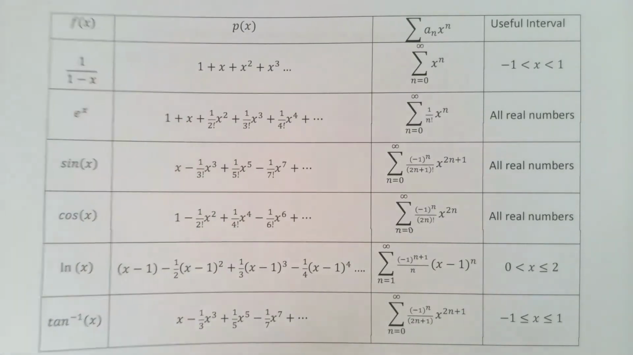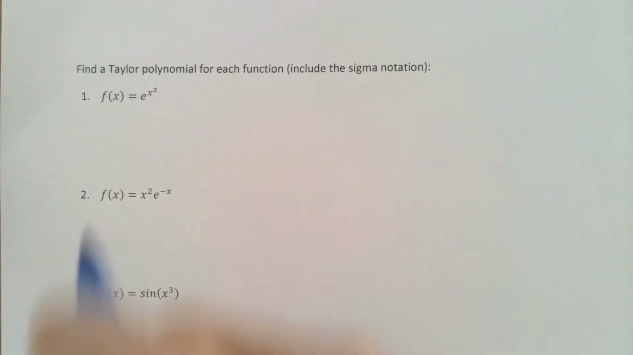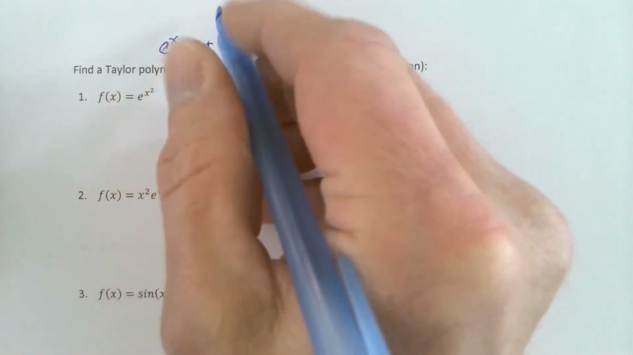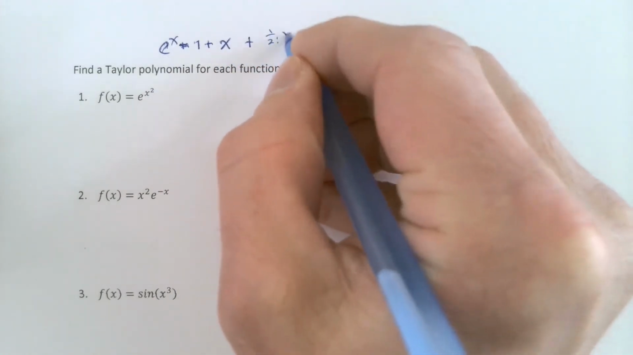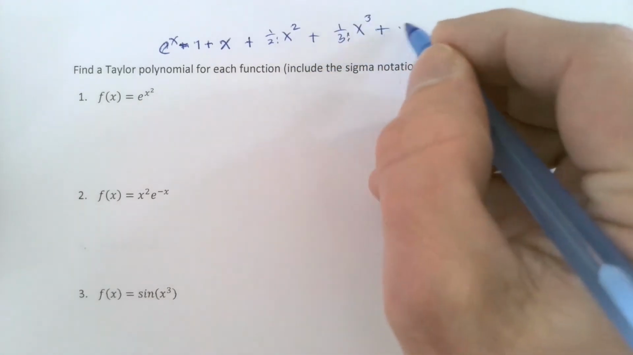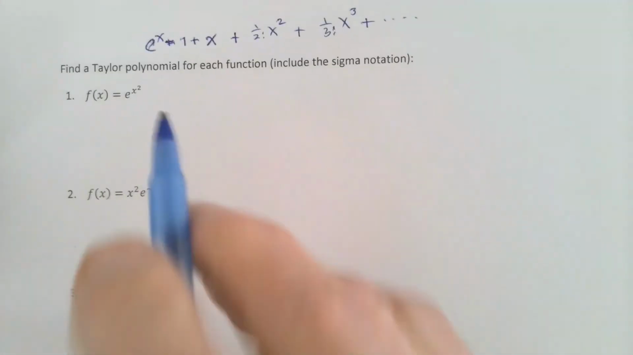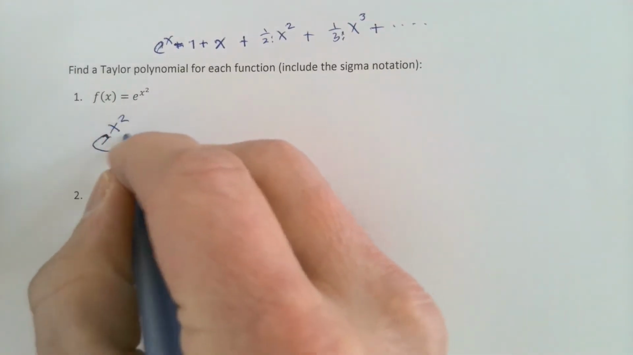To give you an example of what I mean, in this first exercise, we were asked to find a Taylor polynomial for e to the x squared. Well, if you know that e to the x looks like this, it's 1 plus x plus 1 over 2 factorial x squared plus 1 over 3 factorial x cubed, etc. Imagine all you have to do is everywhere you see an x, just plug in an x squared instead. So e to the x squared would look like this.